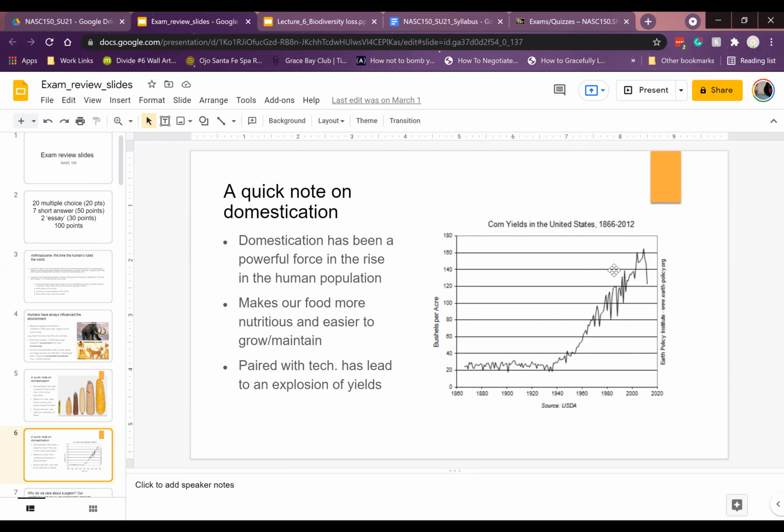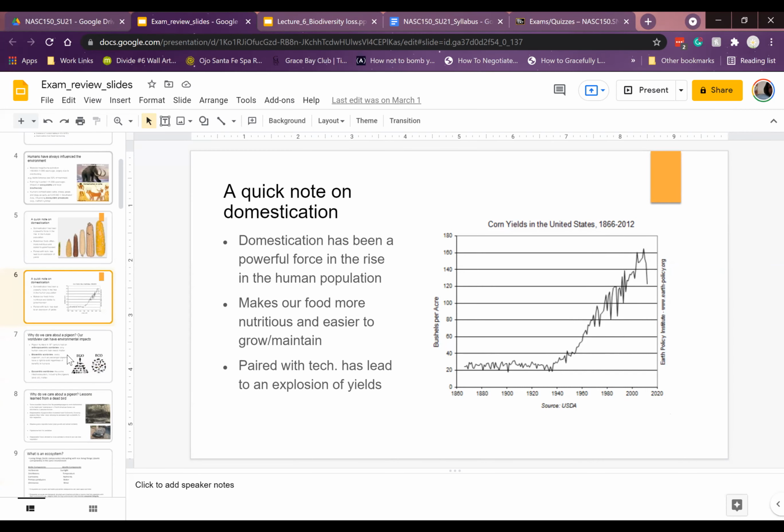Without domestication of plants and animals, we simply could not sustain the massive population that we have right now. It's just impossible. You can't feed a population of 7.5 billion without this. There's just simply not enough arable land on the planet to grow 20 bushels per acre and then feed the entire planet. It's just simply not possible.